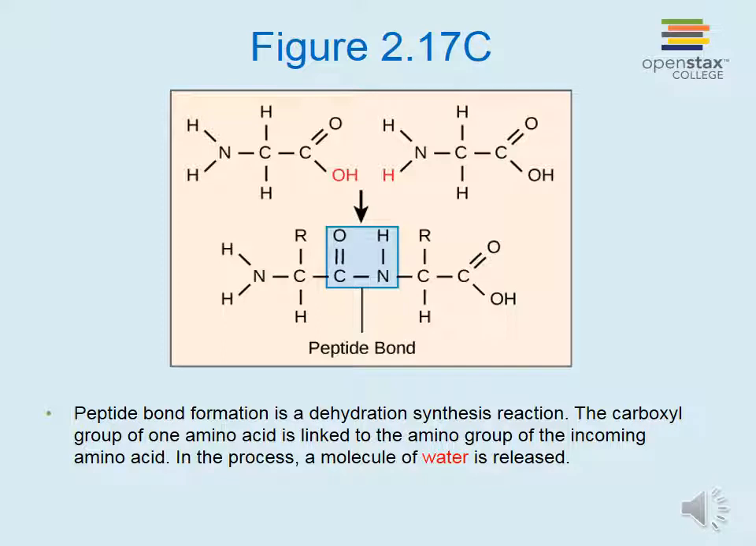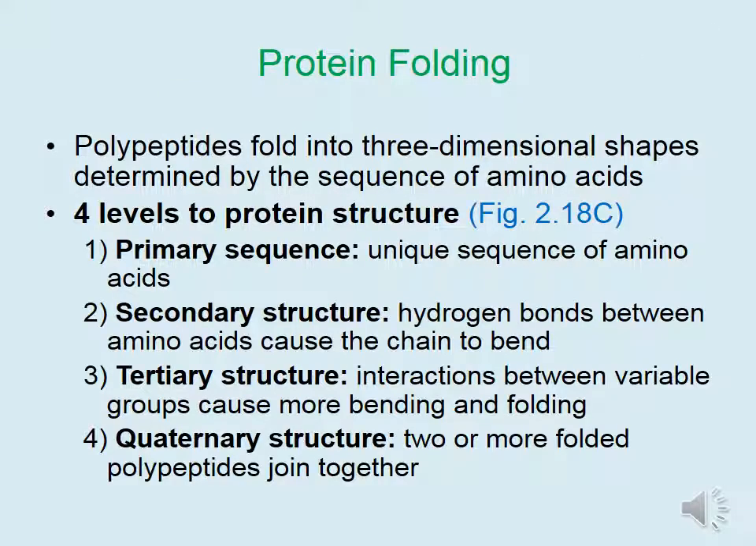Peptide bond formation is a dehydration synthesis reaction. The carboxyl group of one amino acid is linked to the amino group of the incoming amino acid. In the process, a molecule of water is released. Polypeptides fold into 3-dimensional shapes determined by the sequence of amino acids to yield a protein.